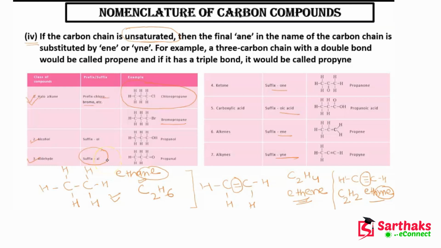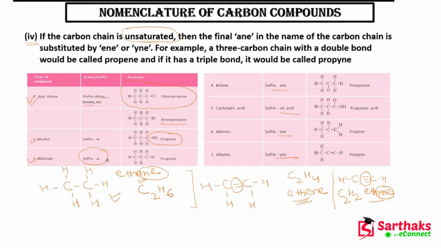Before going to the next slide, I want to let you know once more why we are using these suffixes: because of the presence of these functional groups. You can see OH, this is a functional group, and for this OH we use the suffix ol.